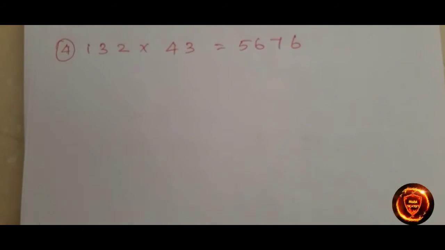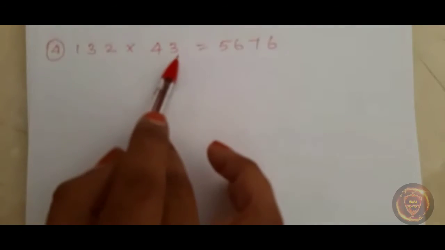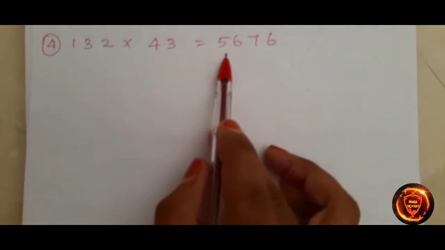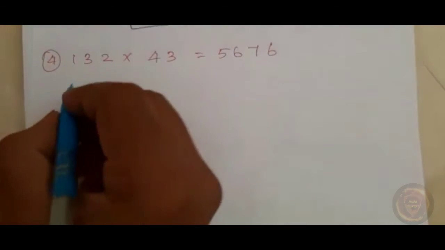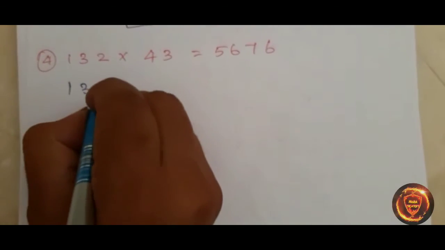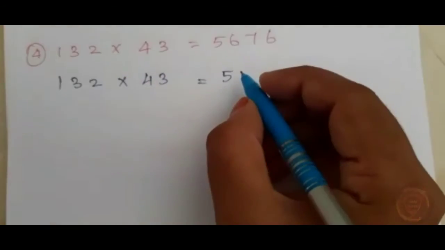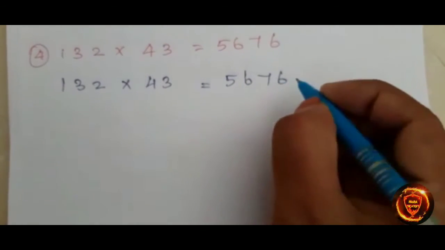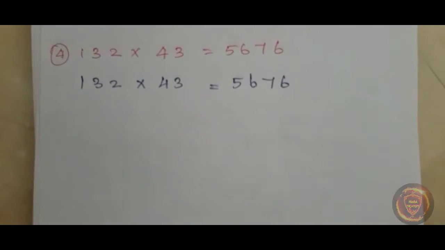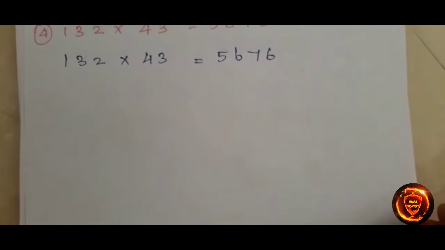Now see the fourth question. 132 into 43 is equal to 5,676. Write this value. 132 into 43 is equal to 5,676. Now check the sum by casting out 9.